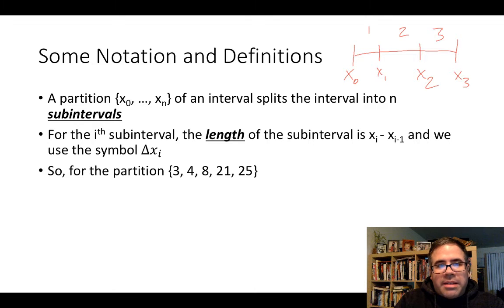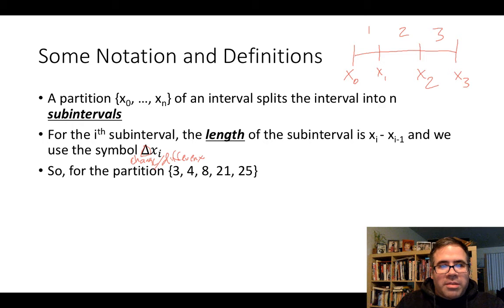For the ith subinterval, the length of the subinterval is going to be x sub i minus x sub i minus 1. And we use the symbol delta. This is the Greek letter delta. It's usually used to mean change or difference. Delta x with a little subscript i.